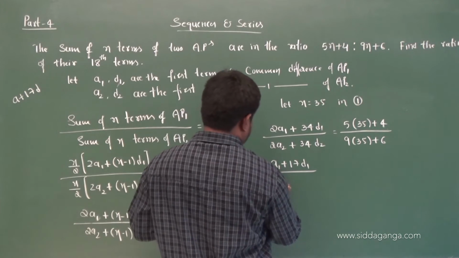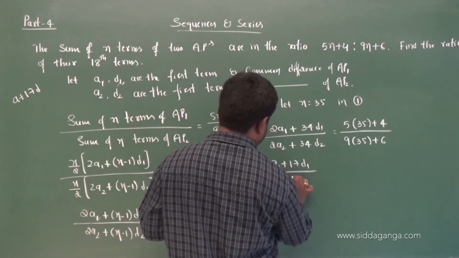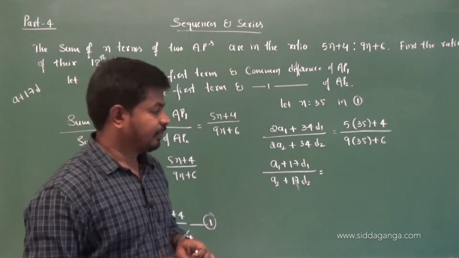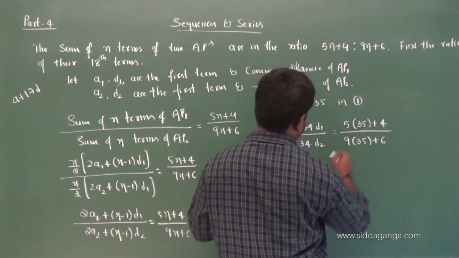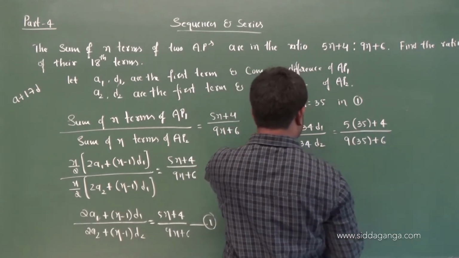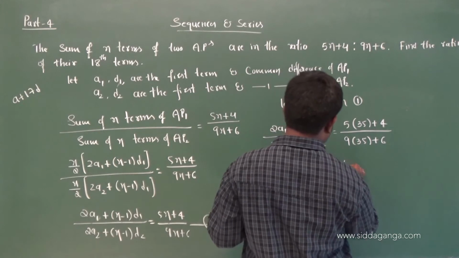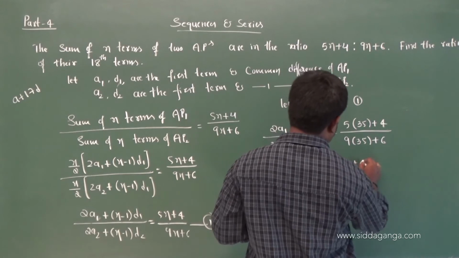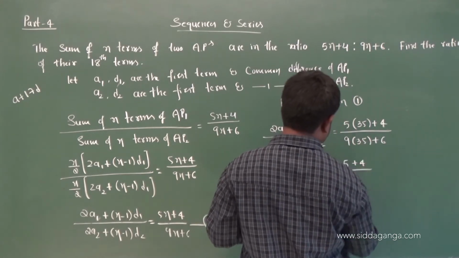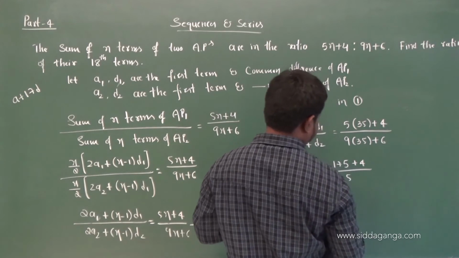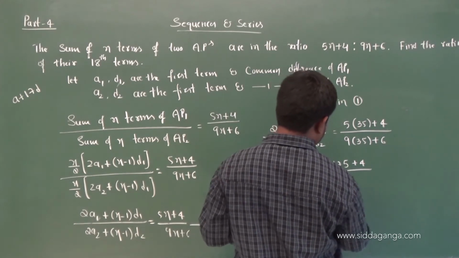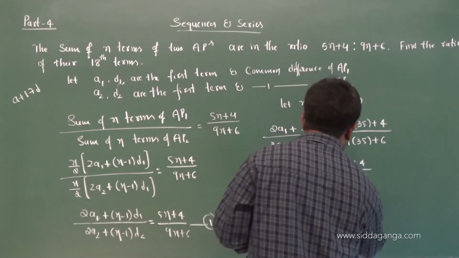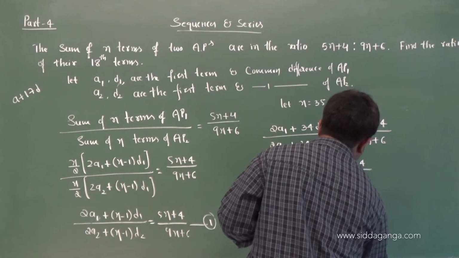The same way a2 plus 17d2, so the 18th term of the second AP. This gives, so let me find the value of this. 35 is 25, 175 plus 4 divided by, here 5 plus, so 31 plus 6. So you get what? So 179 divided by 321.